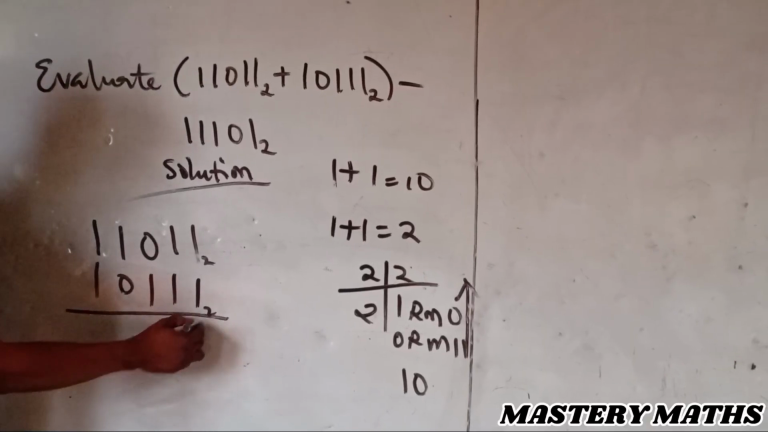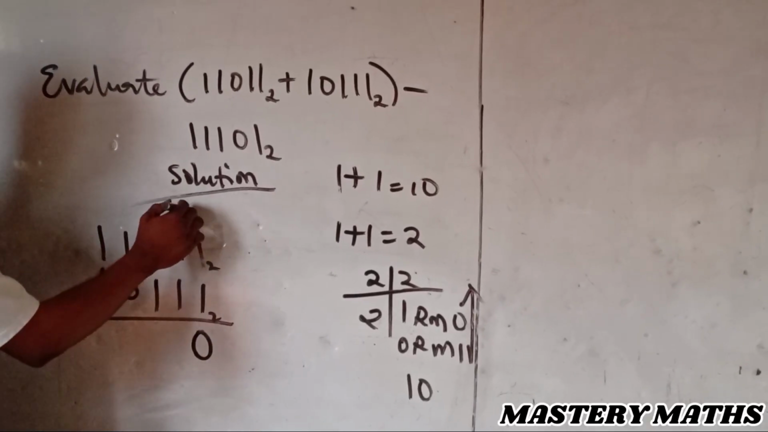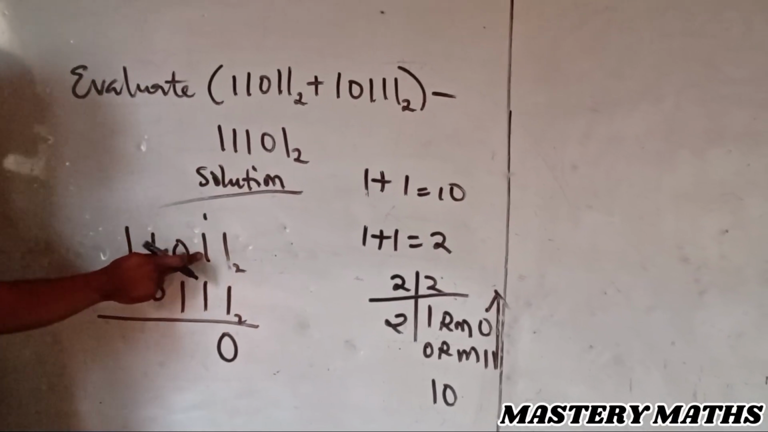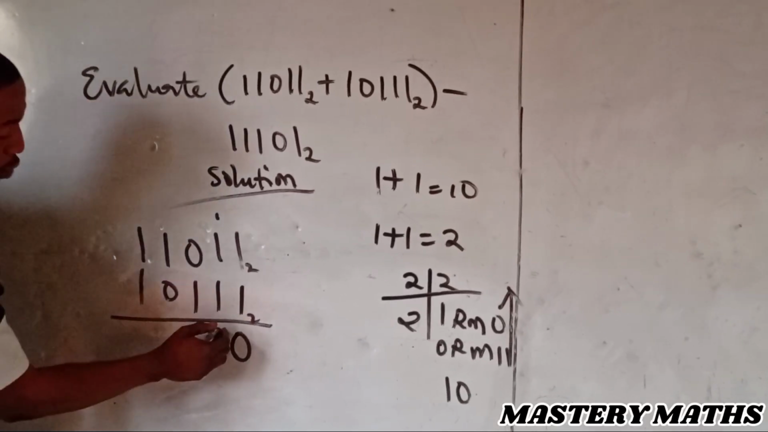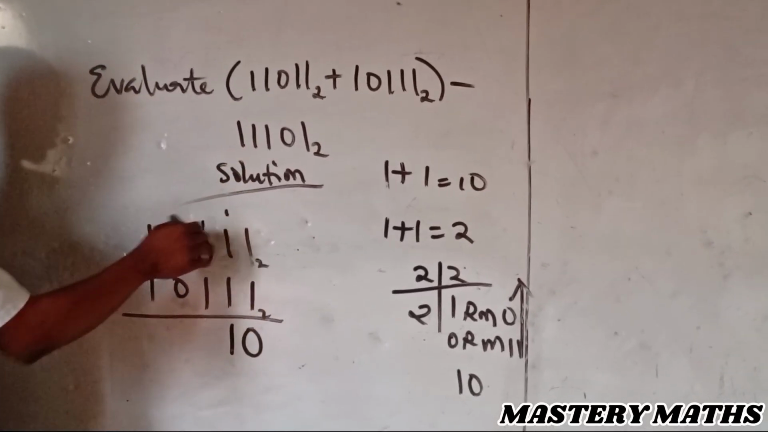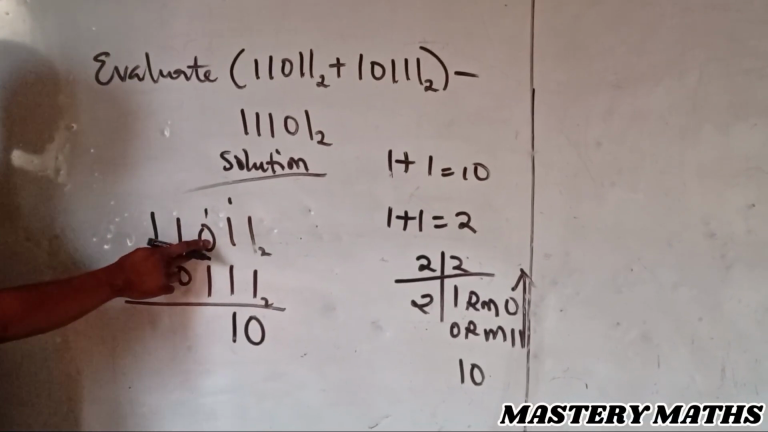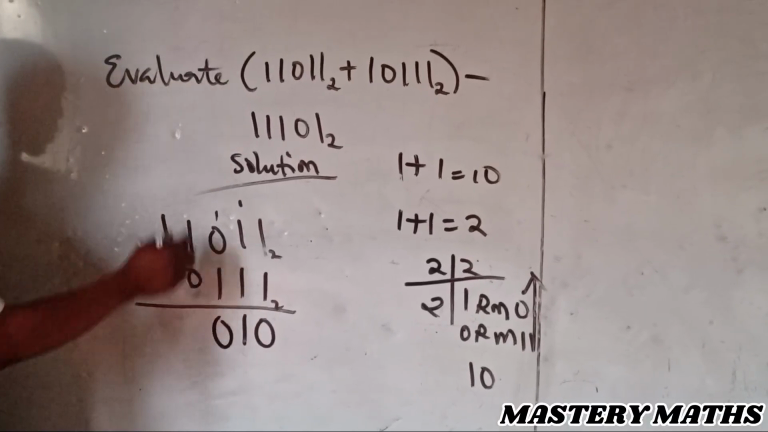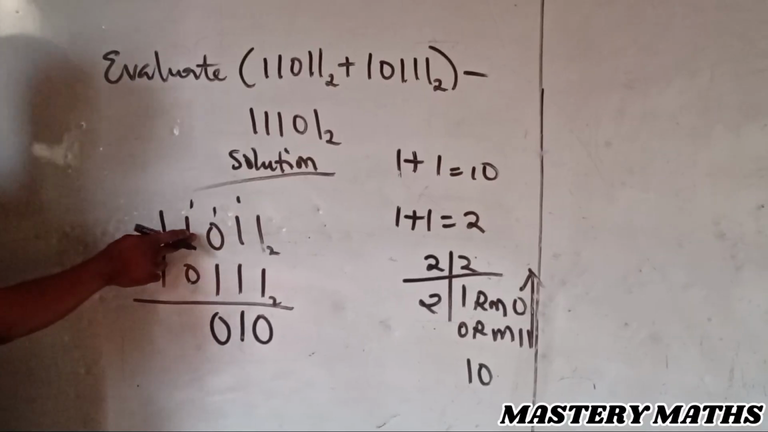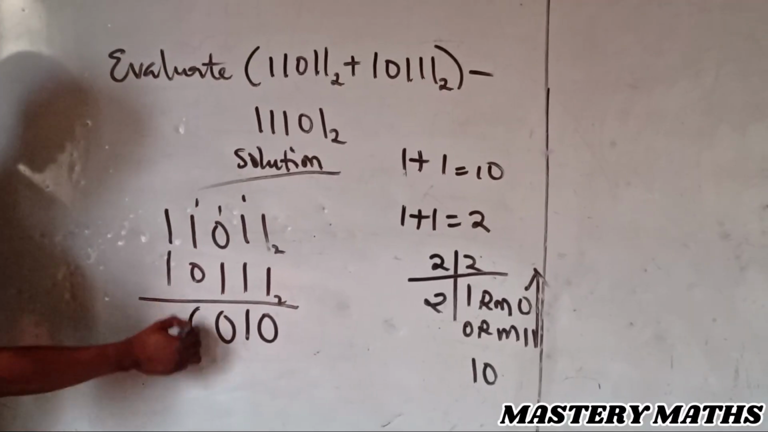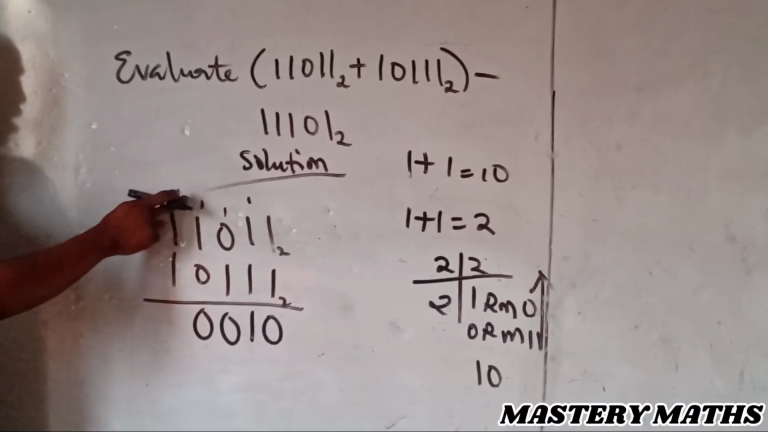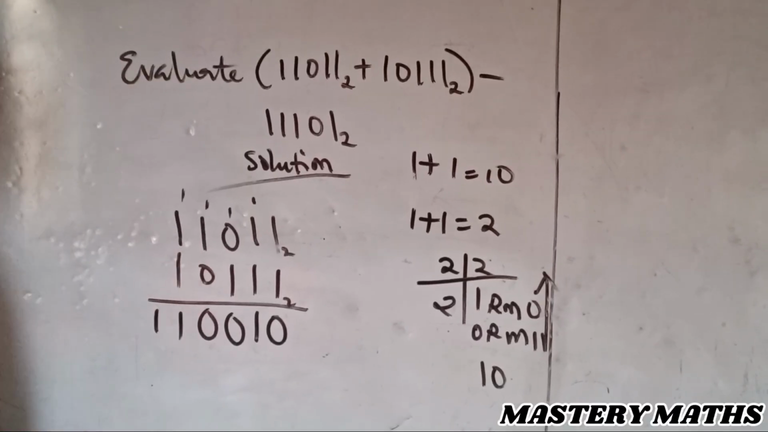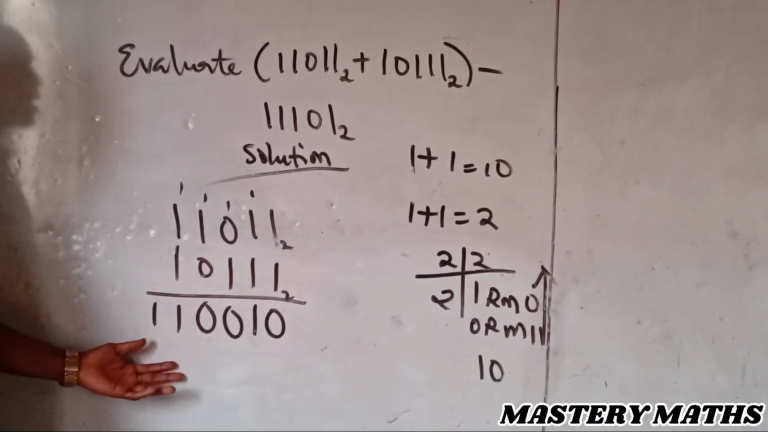Now, 1 plus 1 is 10. You don't write your 10 here, you write your 0, carry 1. You attach the 1 to the next one. Now, you say that 1 plus this 1 is 10. Plus 1 again is 11. You write 1, you carry 1. 1 plus 0 is 1. Plus 1 is 10. You write down your 0, carry 1. 1 plus 1 is 10. You write down your 0, carry 1. 1 plus 1 plus 1 will give us 11.